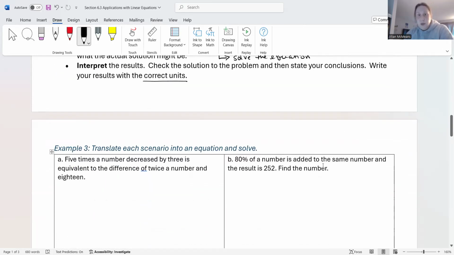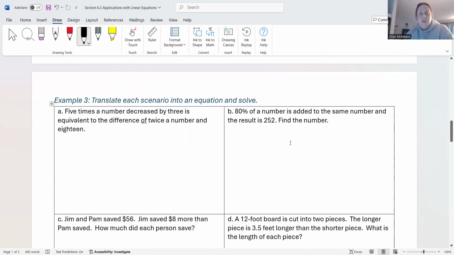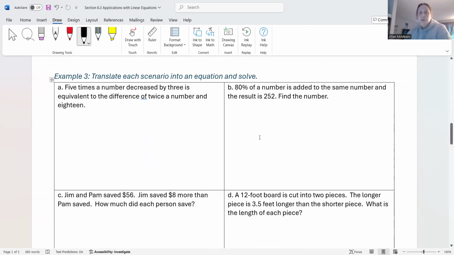So let's go ahead. Okay. So the first two parts of example three are very similar to what we just did in examples one and two. But then when we get to parts C and D, we have that real world aspect. Okay. So example three says translate each scenario into an equation and solve. Okay. So for part A, we have 5 times a number. So we're going to take some unknown number. We don't know what it is yet. We're going to multiply it by 5, and then that is decreased by 3.